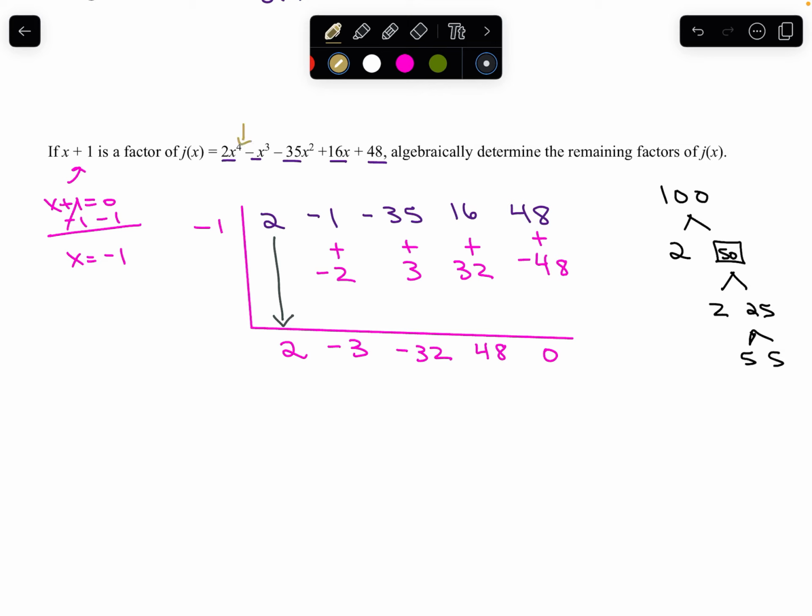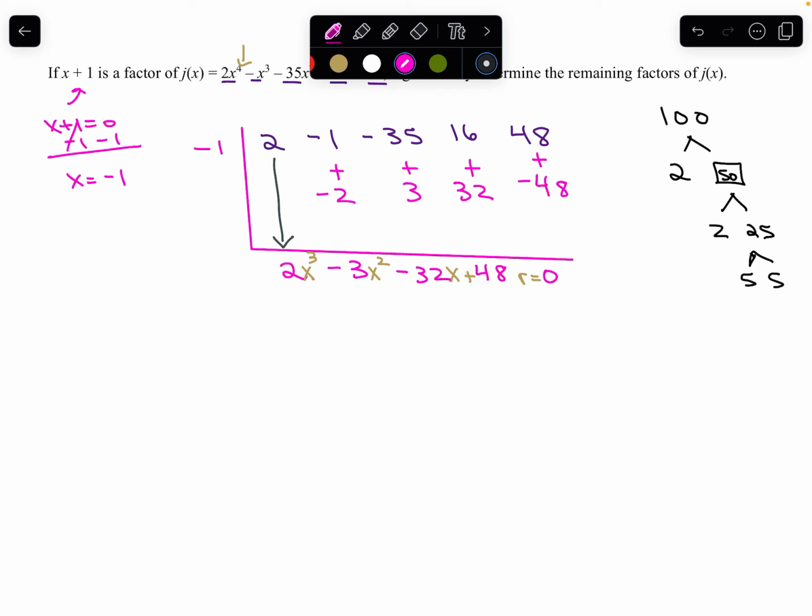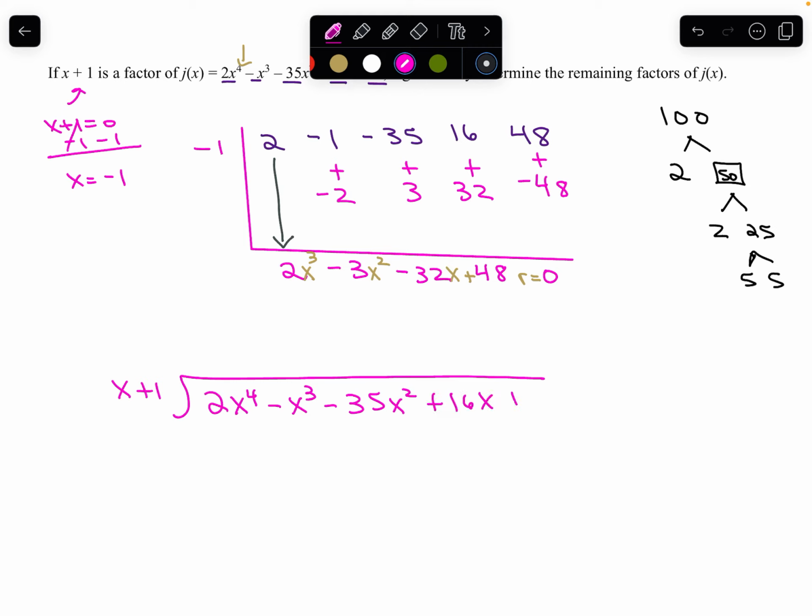And if this was a degree 4 polynomial, then we know we start with 1 degree less. So this is 2x to the 3rd minus 3x squared minus 32x plus 48, remainder 0. You also could have come up with this quotient by using long division. If you used long division, my divisor was x plus 1. My polynomial that I'm dividing into, my dividend, we call it, right, is 2x to the 4th minus x to the 3rd minus 35x squared plus 16x plus 48.